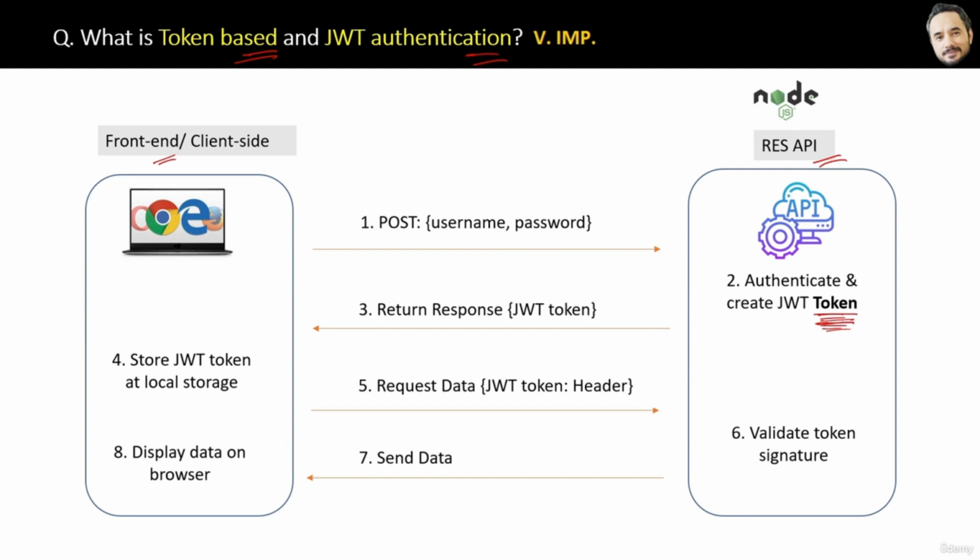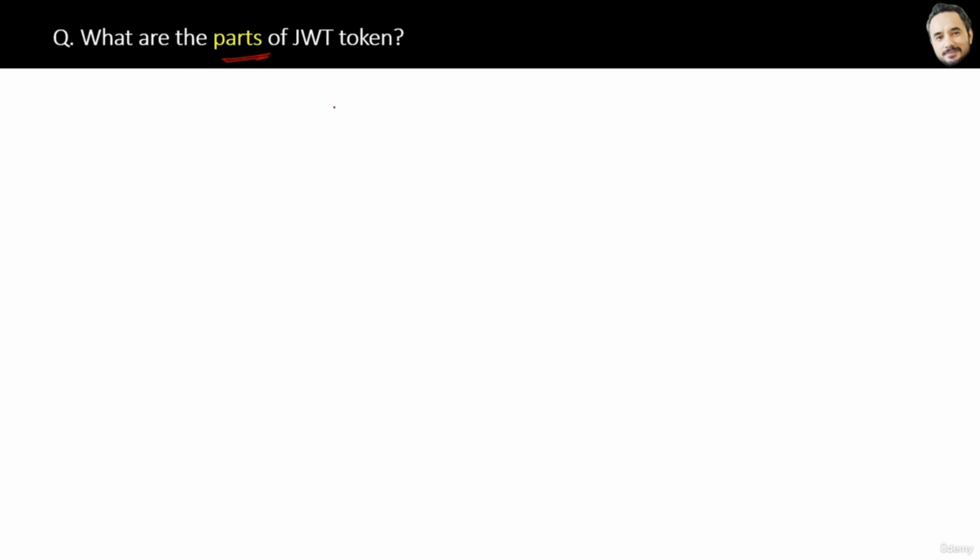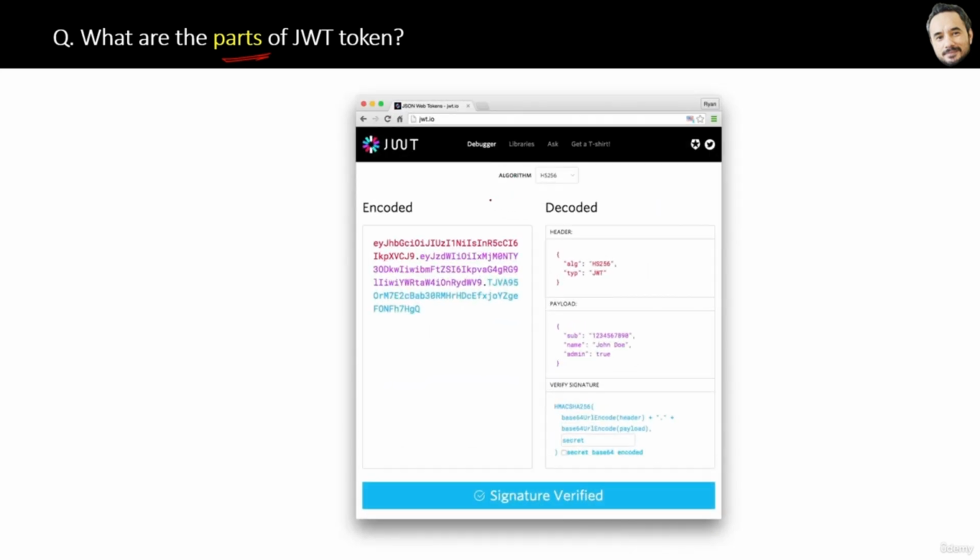Okay, what are the parts of the JWT token? If you want to see how a JWT token actually looks, here it is on a site named jwt.io, which is normally used to decode JWT tokens. On the left side is the JWT token, separated by dots. Here we have three parts in different colors.